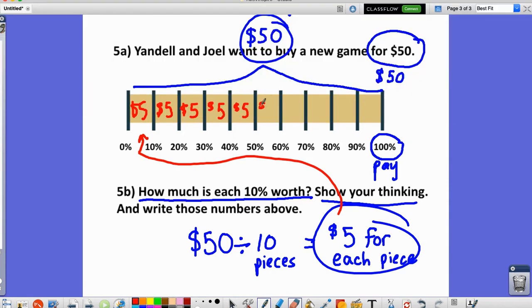And let me say this in a different way. Each 10% is $5. This 10% is $5. Each of these 10% pieces is the same thing as $5. Okay? 10% is worth $5. All right? So that's what you would write. There's a blank in your worksheet that says each 10% is worth $5. So go ahead and write that down.